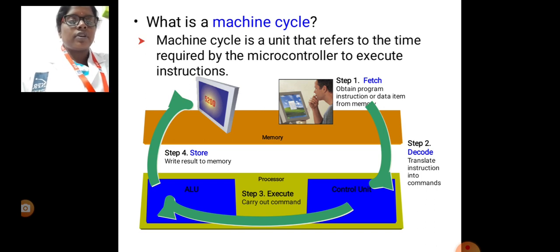The first step is fetching, which obtains program instructions or data from the memory. The second is decoding those instructions and translating the instruction into commands. Third is execution, which carries out the command, and the fourth is to store or write the result to memory.